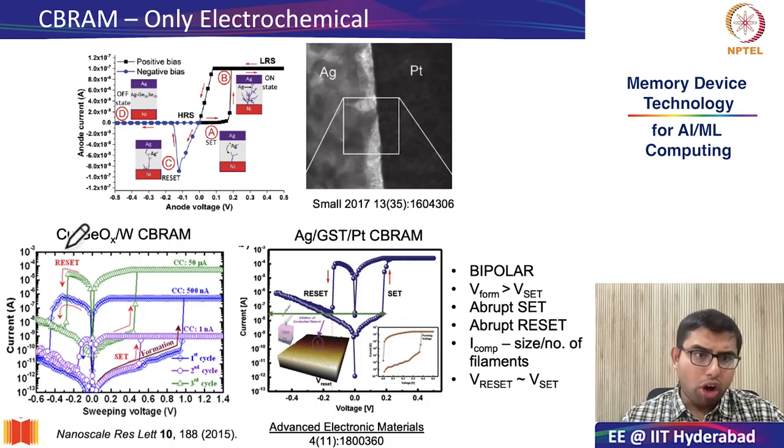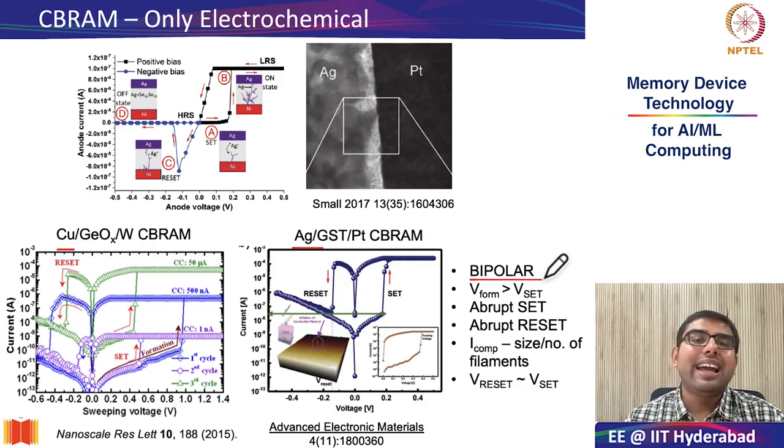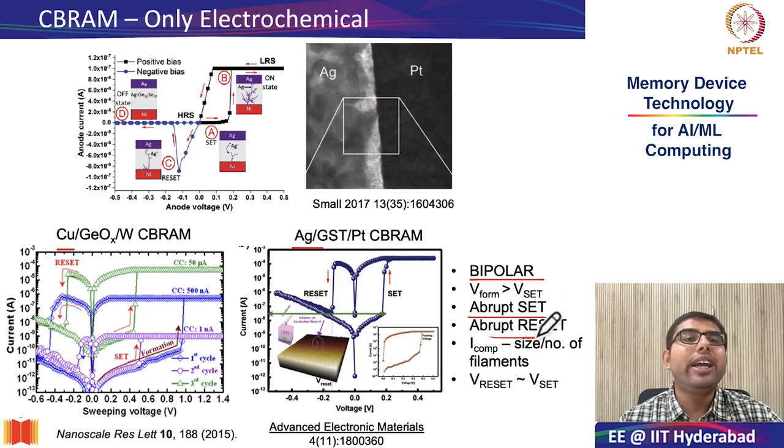Also, let's look at the IV characteristics of a CB-RAM device. The first thing we notice, both in copper based and silver based CB-RAMs, is they are inherently bipolar in nature. Bipolar because the process is electrochemically driven. It depends on the polarity of electric field. Also, what we see is that both the set and reset for CB-RAMs is absolutely abrupt.